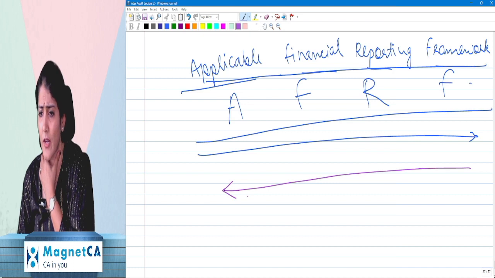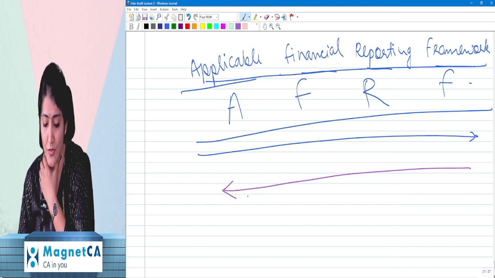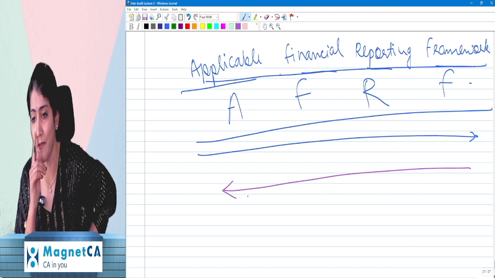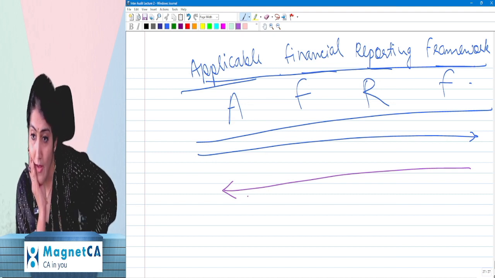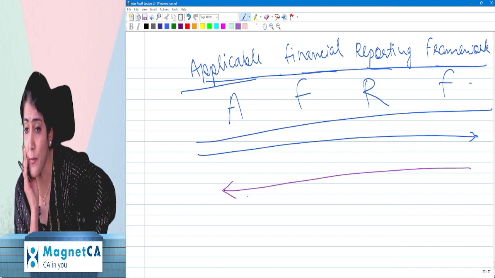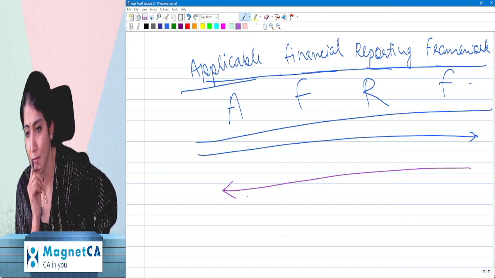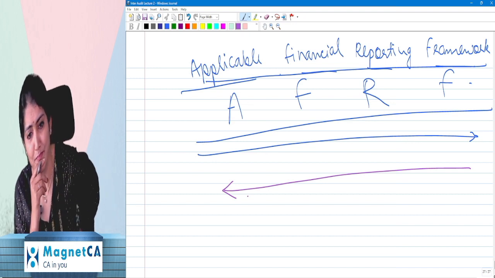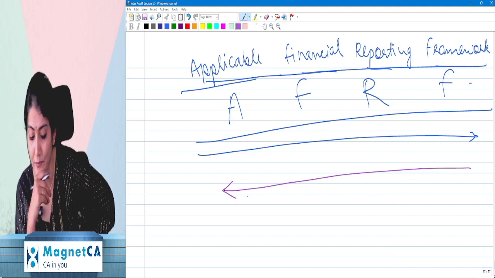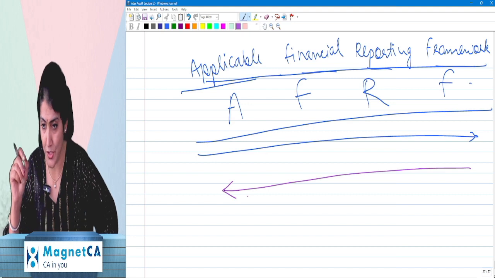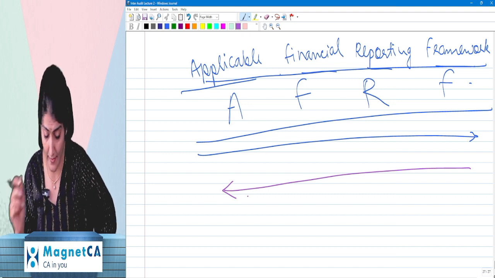No. Wrong application of knowledge. That is the company's auditor's report order. We'll come to that later. The financial reporting framework applicable. Okay, applicable framework for financial reporting. Okay. Maybe some better answer. Applicable financial reporting framework. Okay.